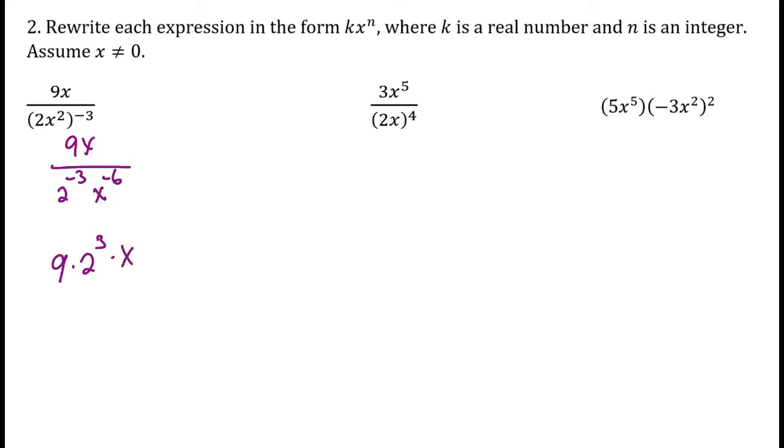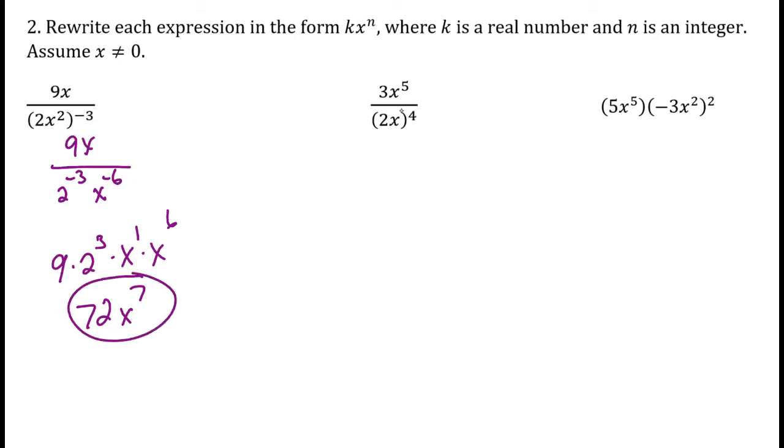So I have that x sitting there, and I just got x to the 6th from the denominator. 9 times 8 is 72, x to the 7th. So there's really a 1 there. I have 6 x's being multiplied, and another one gives me x to the 7th. So my k is 72, my n is 7. It's in that form.